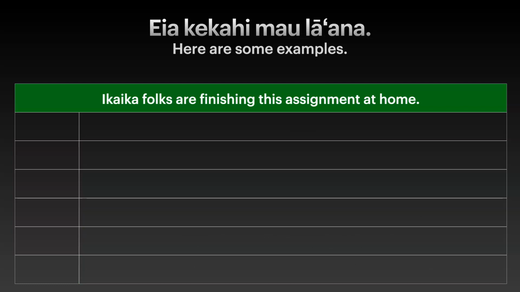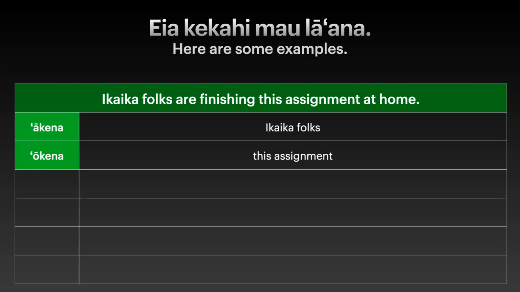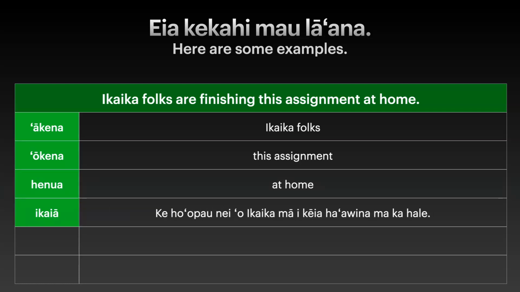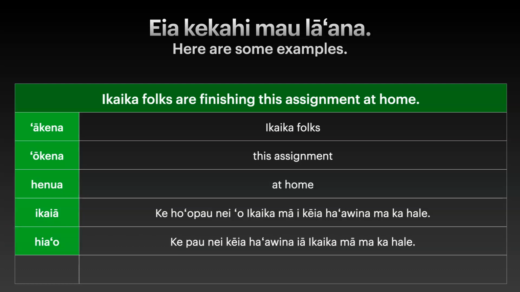Ikaika folks are finishing this assignment at home. So our ʻAkena is ikaika folks. The ʻōkena, this assignment. The hinua, at home. So the ʻIkaiā with the hamani would be: ke ho'opau nei o ikaika ma I keia ha'awina makahale. Okay. If we want the hia'o, using an a'ano: ke pau nei keia ha'awina ya ikaika ma makahale.